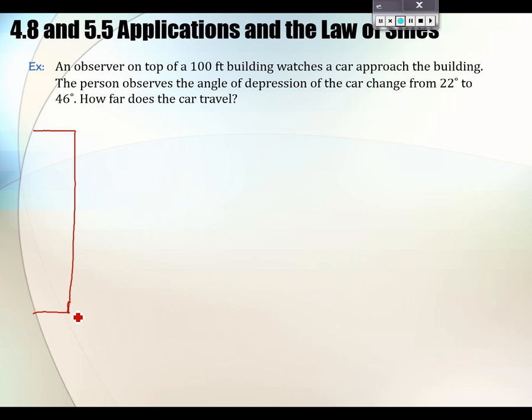Okay, I'm all about the pictures. Here we go. It's a hatchback. Okay, here you are, person on the top observing this happen. Now we want to draw some things here. Are we accounting for the height of the person? Yeah, we definitely are. The problem meant to say it's 100 feet to that person's eye. That's what it meant to say, okay?